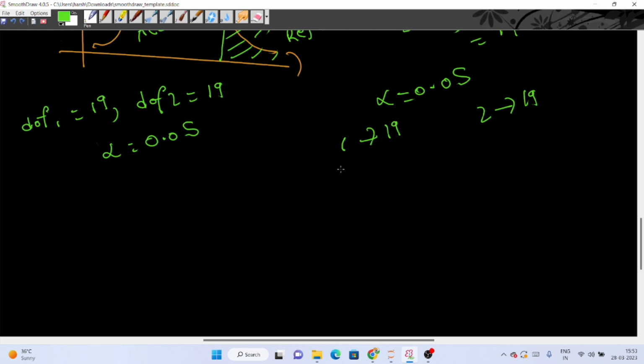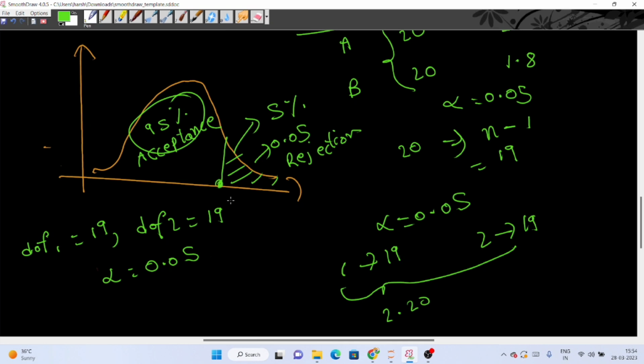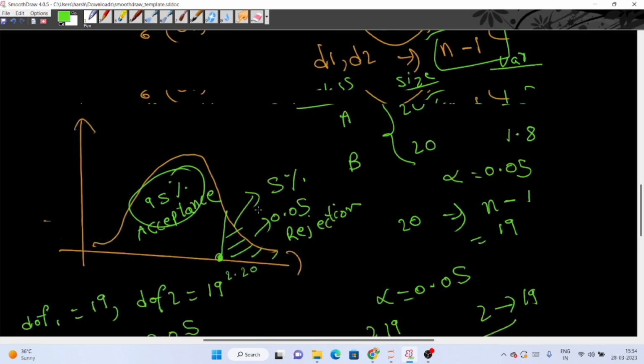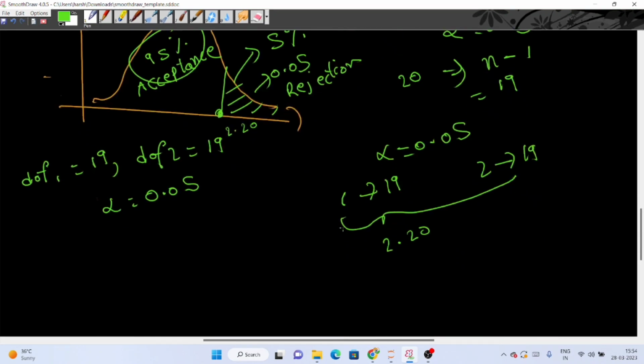After finding the critical value in the F table for alpha equal to 0.05 and degrees of freedom 19 and 19, we get 2.20. So here I can plot 2.20. Now I have to calculate the F value, that means variance of 1 by variance of 2. If it is greater than 2.20, I can say that there is a significant difference between both the data sets which were given. But if the F value lies somewhere in this 95% area, we can say that there is no significant difference between class A and B.